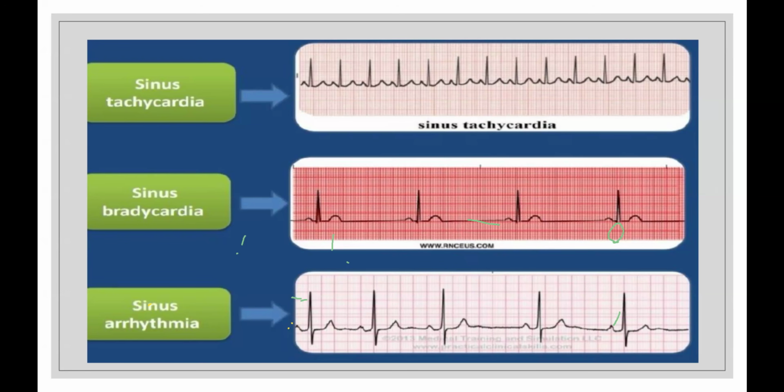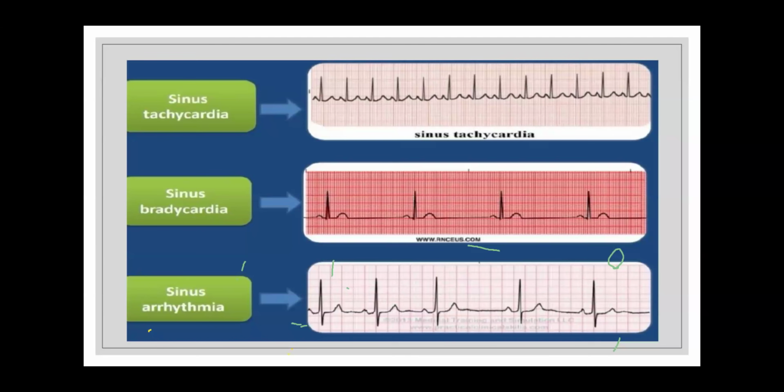So in sinus tachycardia, only the rate we will cover. The rate means the distance between the beats becomes closer. The rate is fast, and every QRS is preceded by P waves. That means this is sinus tachycardia.